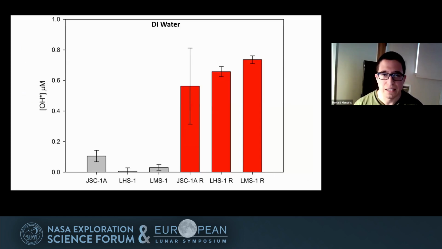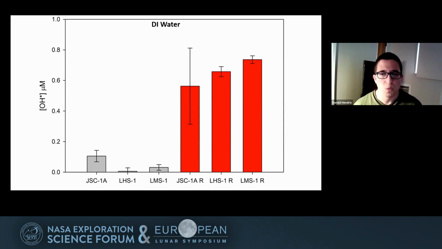So here are the results of reactivity in DI water. R denotes the heat treated and reduced samples, and we highlighted the results of the reduced samples in red. As you can see, heat treatment and reduction of these samples leads to a large increase in the OH radical generation compared to the not reduced samples in the gray. This is very likely due to the presence of metallic iron, and it shows how drastic an effect the presence of metallic iron alone can have. And there was the other paper that John also talked about, Wallace et al.